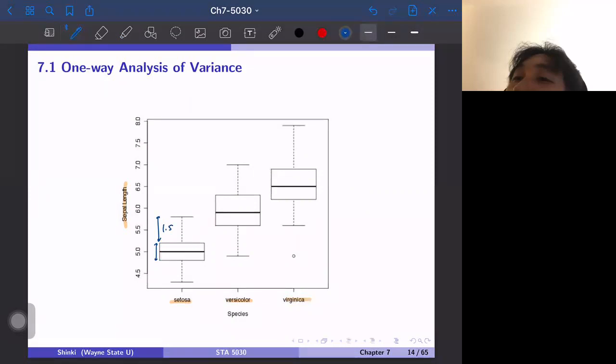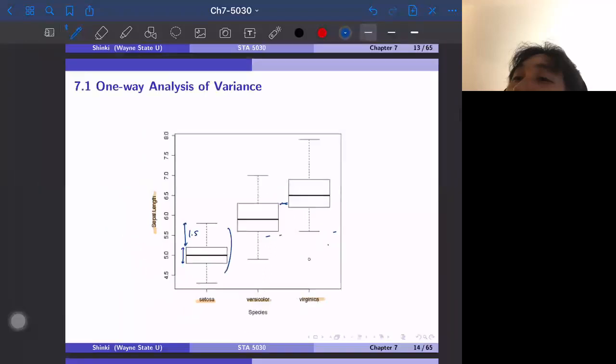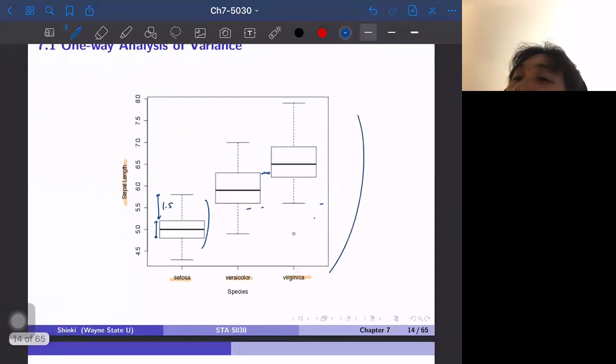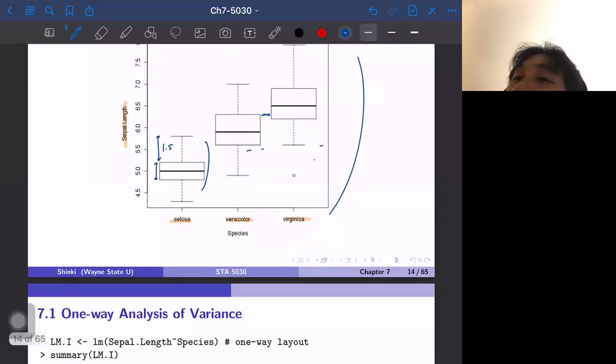So you can see that even the overlap is limited. The Setosa is almost entirely below the Versicolor and the Virginica. And between the Versicolor and the Virginica, we have some overlap, but still clearly the average level is different. So species can explain much of the variation in sepal lengths. If we combine these 3 groups, then we have larger variability, but if we use the one-way layout model, then the species explain most of the sepal lengths.